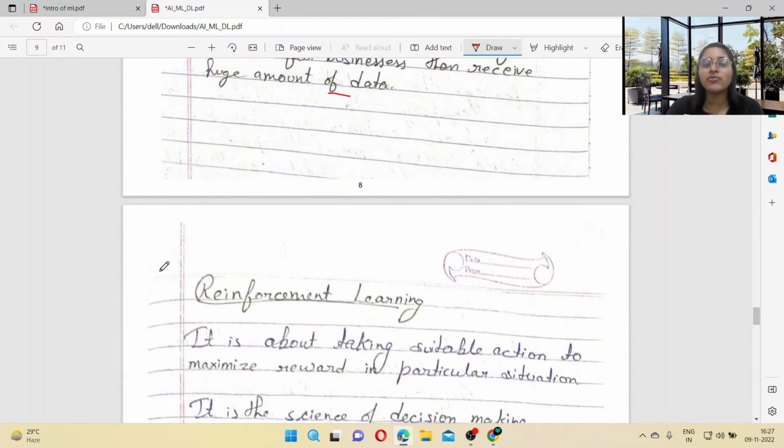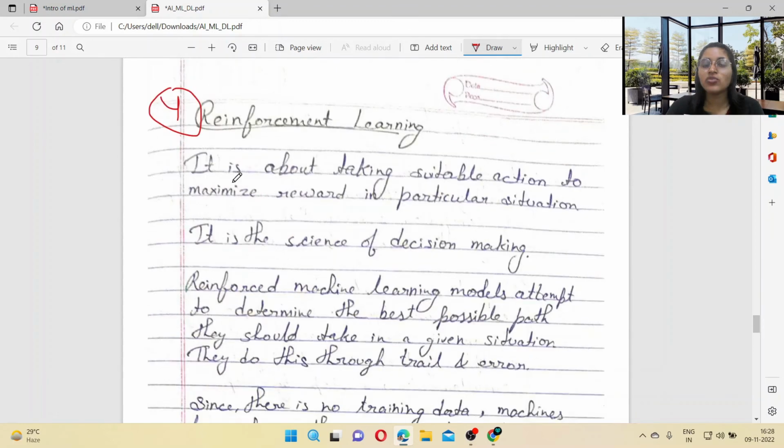Then the fourth is reinforcement learning. So what is reinforcement learning? It is about taking suitable action to maximize reward in a particular situation. There is no supervision, and we provide no data. It learns automatically with the help of the environment, based on its rewards or its penalties. So it is a science of decision making.